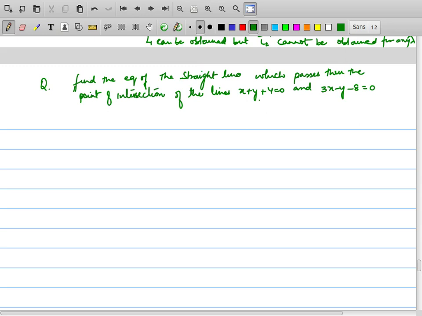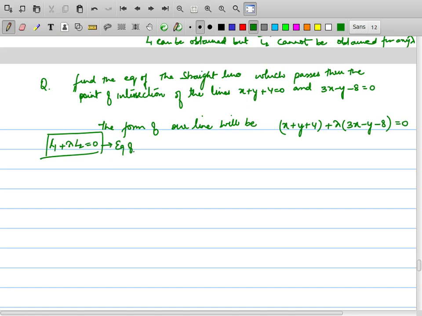Therefore, since our line is passing through the point of intersection, how can we write the form of our line? The form of our line will be x plus y plus 4, bring all the terms of the first equation to one side, plus lambda times the second equation with all terms brought to one side. That is basically what we have learnt: if L1 is the first equation and L2 is the second equation, L1 plus lambda L2 equals 0 represents the equation of the family of lines passing through the point of intersection of the lines L1 and L2.